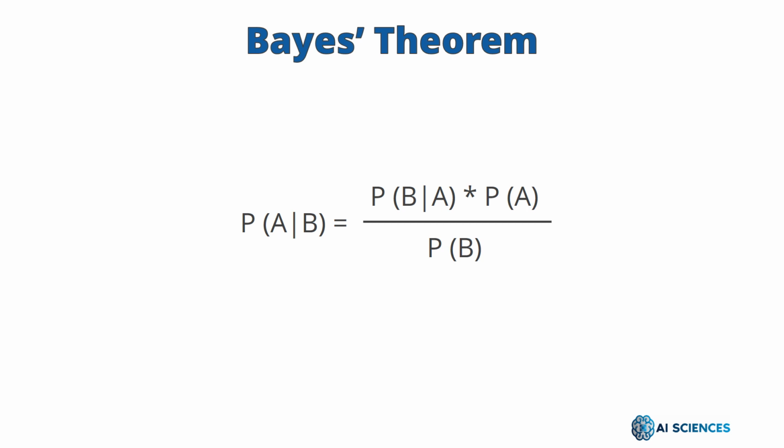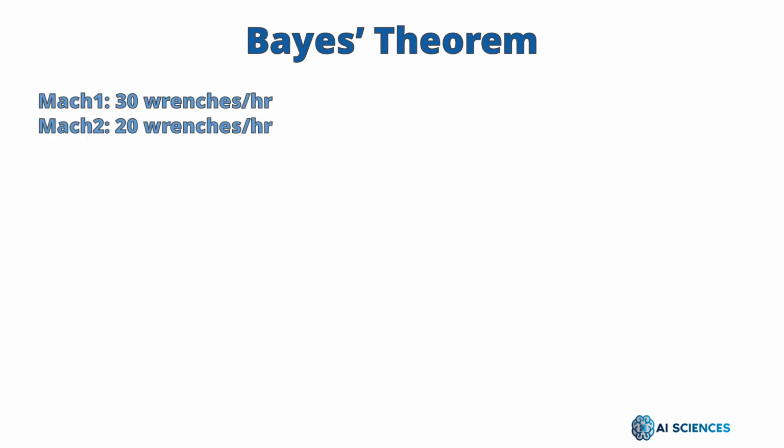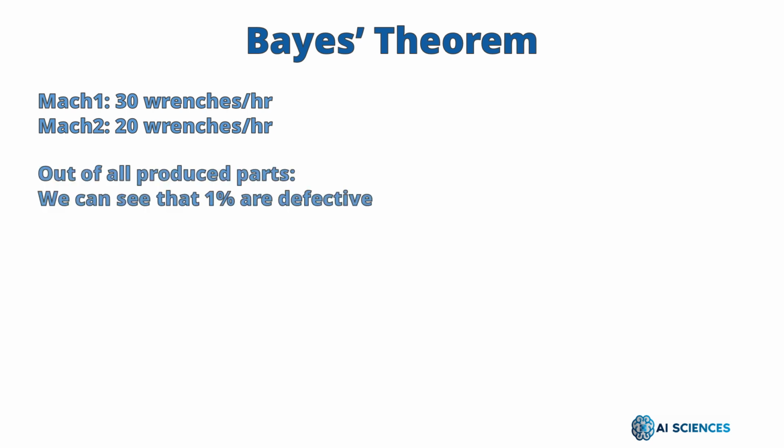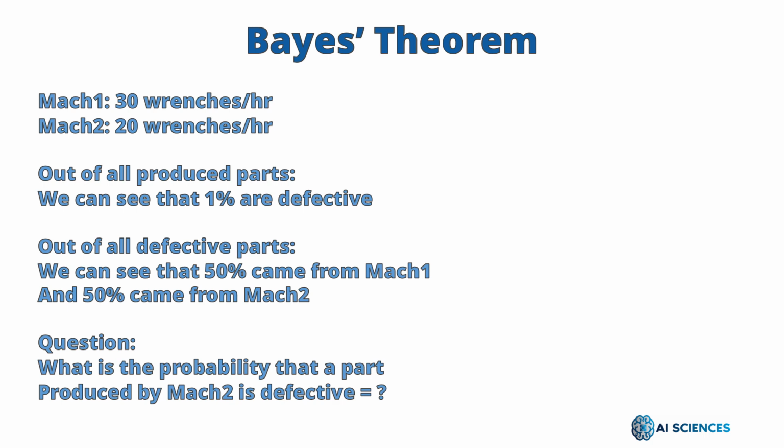Let's say we know some information about those wrenches. Machine 1 produces 30 wrenches per hour and machine 2 produces 20 wrenches per hour. And out of all produced parts, we can see that 1% are defective. And out of all the defective parts, 50% came from machine 1 and 50% came from machine 2. Because remember, all those wrenches are actually given a tag. That's why at the end of the day, we are able to identify which defective wrenches come from which machine. So our question is, what is the probability that a part produced by machine 2 is defective?